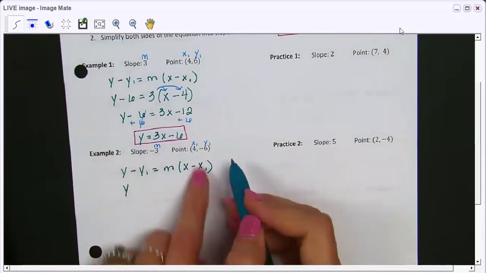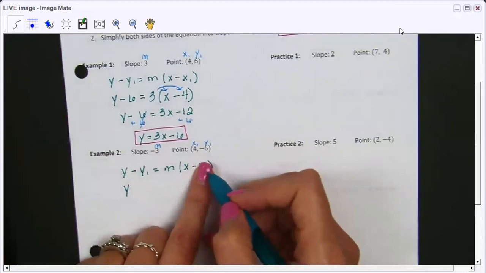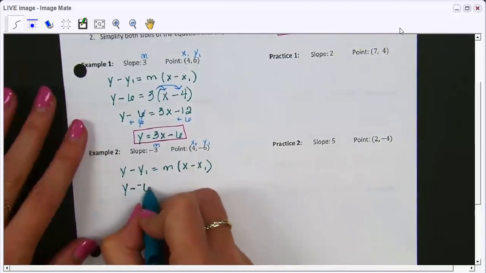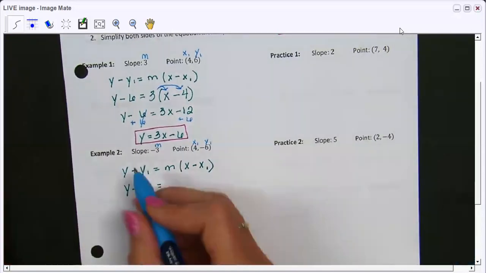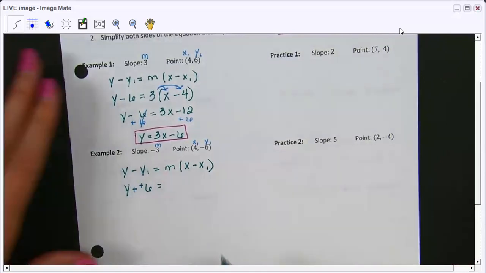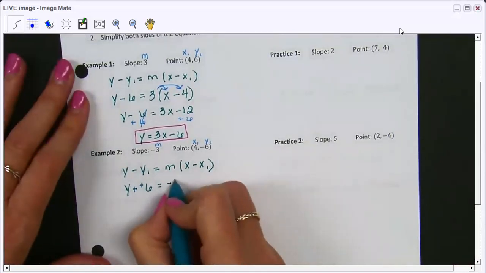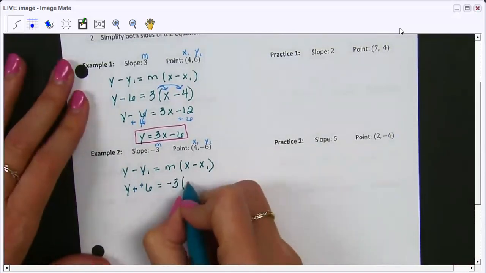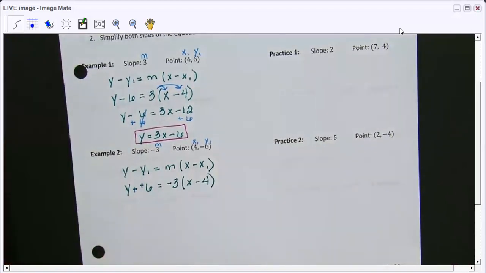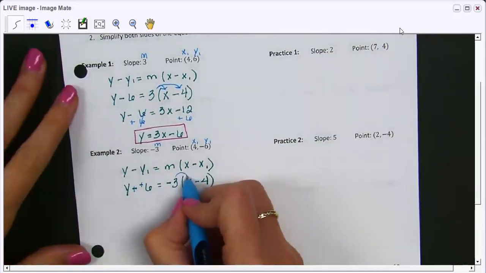Now, be very careful when you plug in that -6, because what you're doing is you're subtracting a -6, which is the same as adding a +6. So just be careful when you plug in those negatives. And then we have a slope of -3 times x minus our x1, which is 4. And now we just solve the equation for slope-intercept. So we'll distribute our -3.